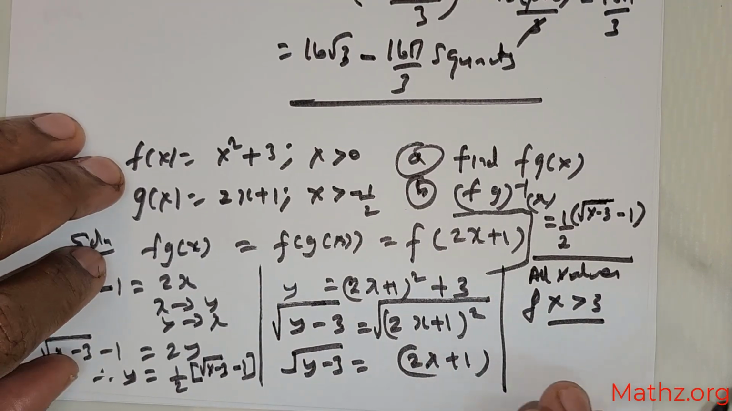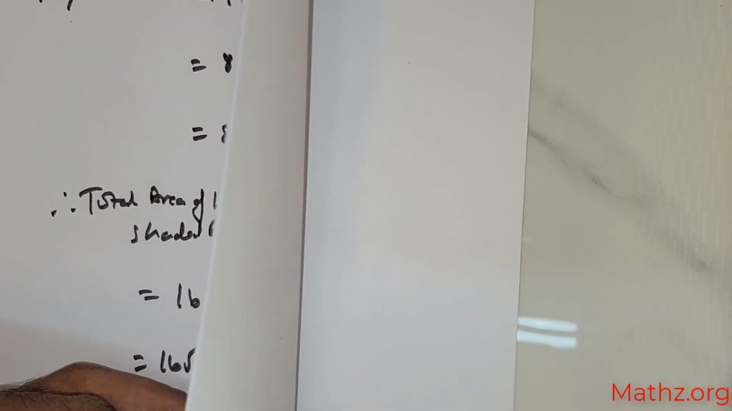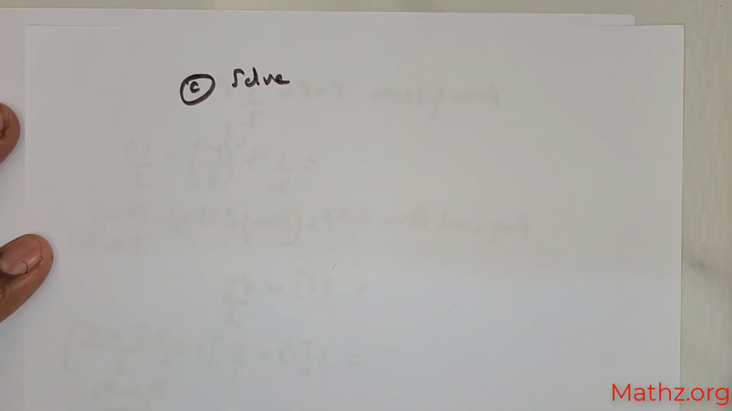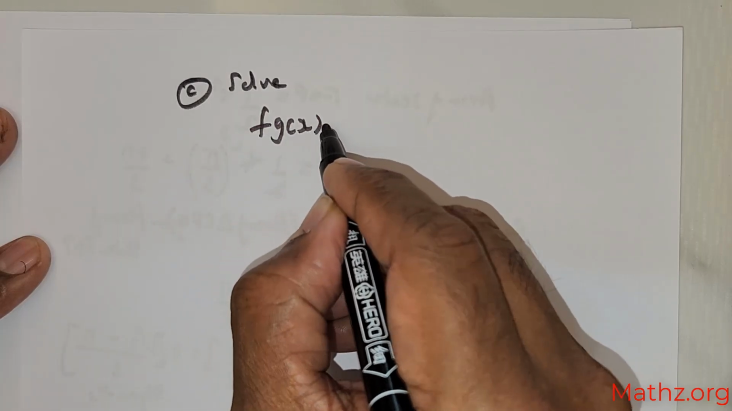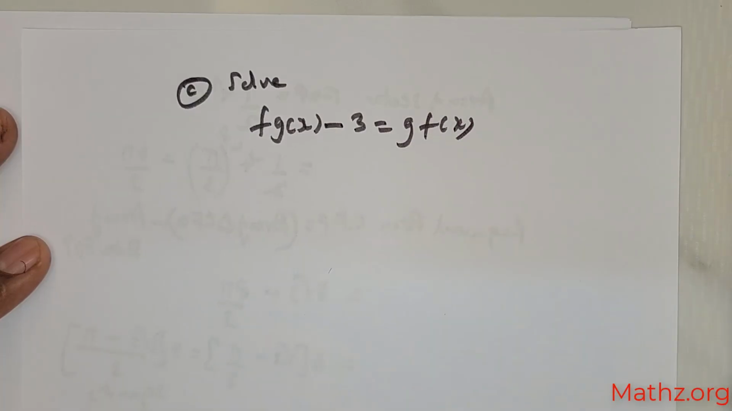So we have completed the two parts A and B. We got part C. Now the part C is as follows. We are asked to solve fg(x) - 3 = gf(x).